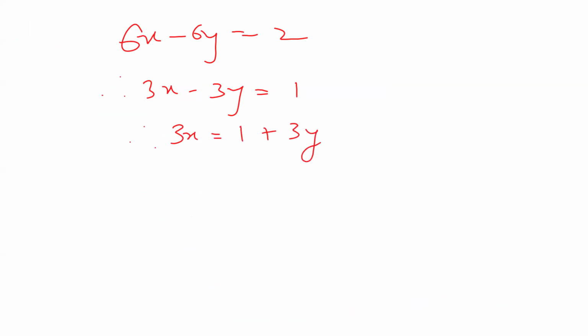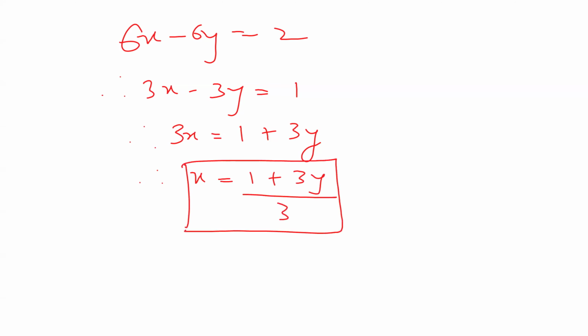Okay, so what I will do is I'll get the value of x from here, x is equal to 1 plus 3y upon 3. Now put this in any one of the equations. Put this x in equation number 1, let's see. So what is equation number 1? x plus y is equal to 1 minus xy.